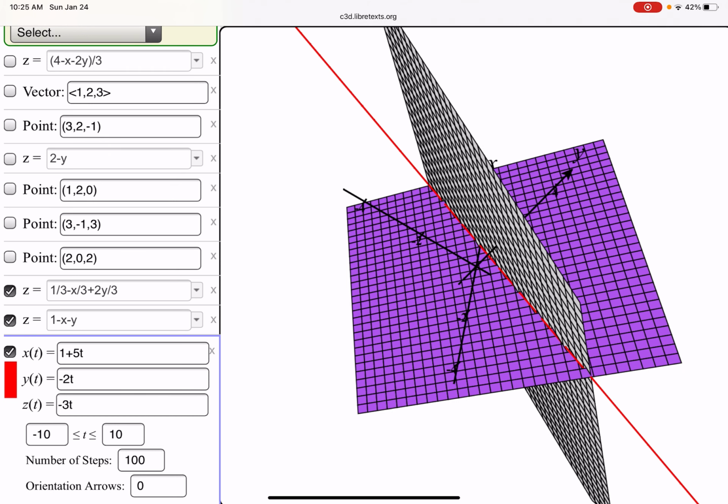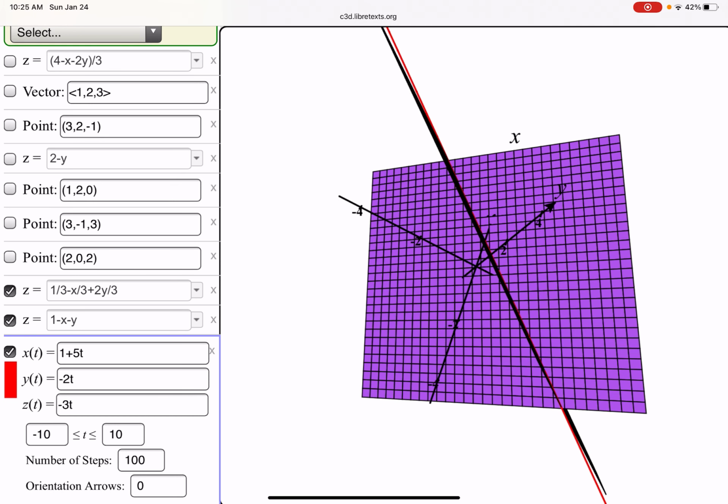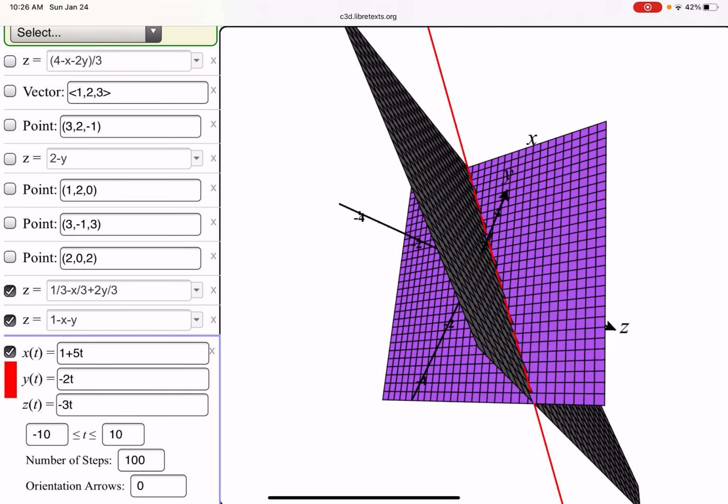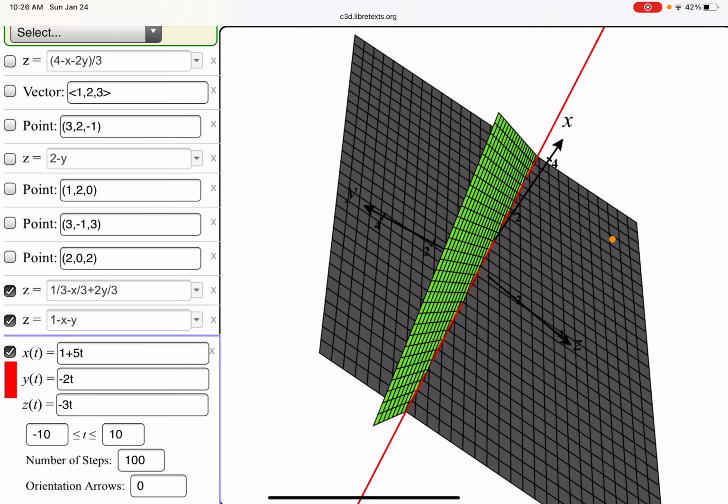So essentially, the idea here is that in order to find the line of intersection of the two planes, you need to find a line that is perpendicular to both normal vectors.